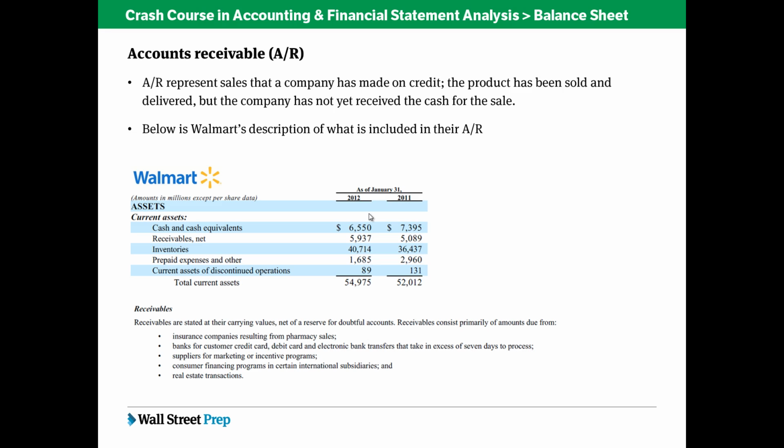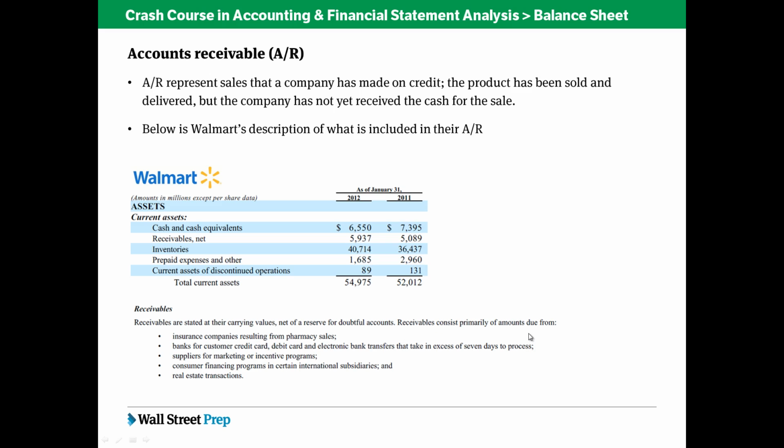We next turn to accounts receivable. Accounts receivable represents sales that a company has made on credit. The product has been sold and delivered, but the company has not yet received the cash for the sale. Below is Walmart's description of what is included in their accounts receivable, and we see that it represents a pretty significant line item. The company has almost as much in accounts receivable as they do in cash. Receivables are stated at their carrying values net of a reserve for doubtful accounts, which we're going to touch on a little bit.